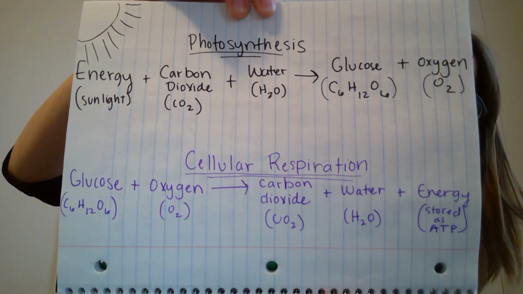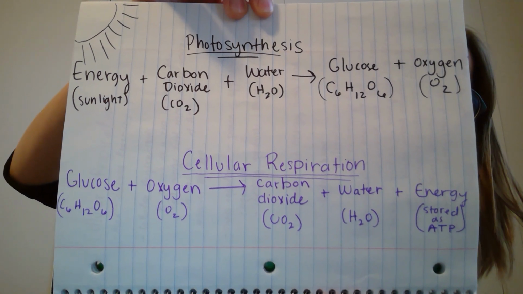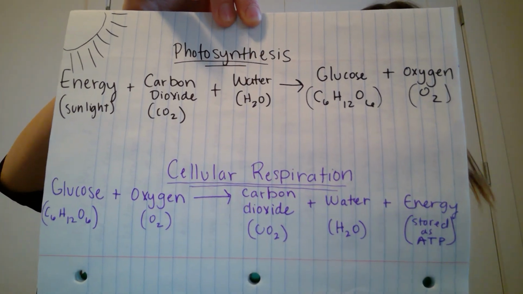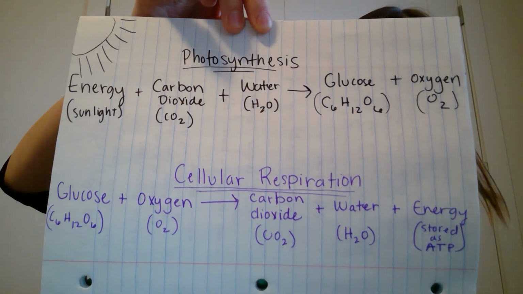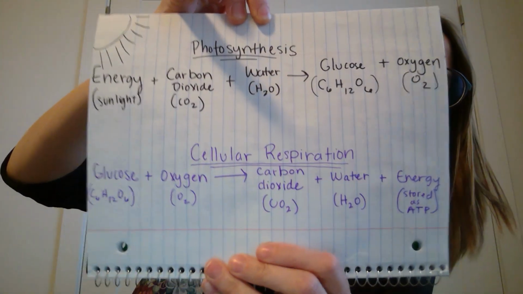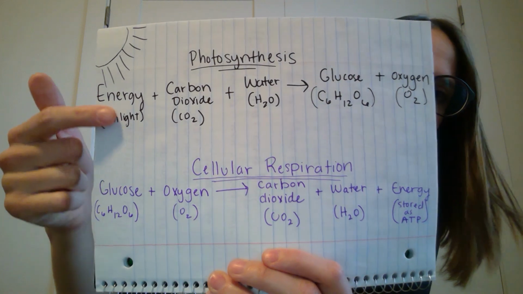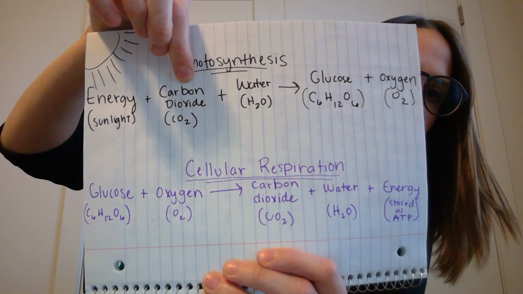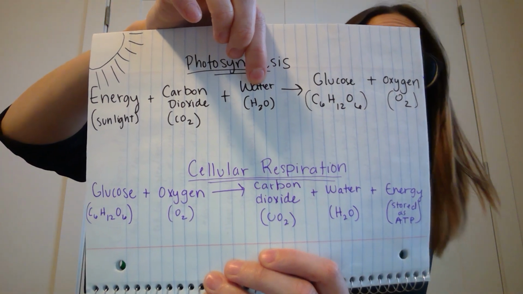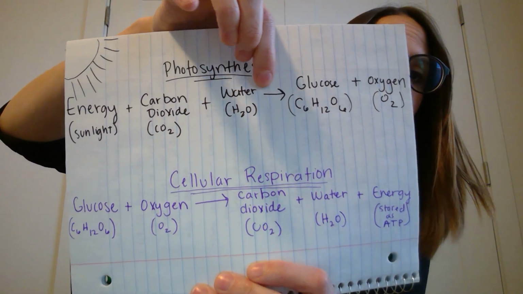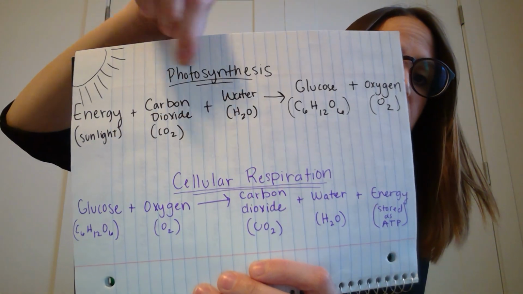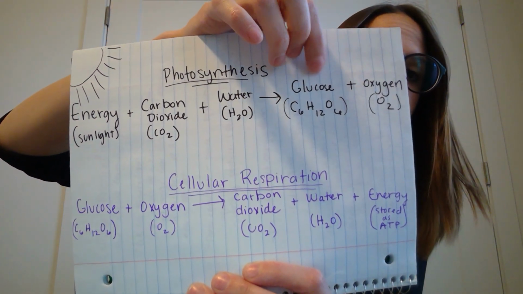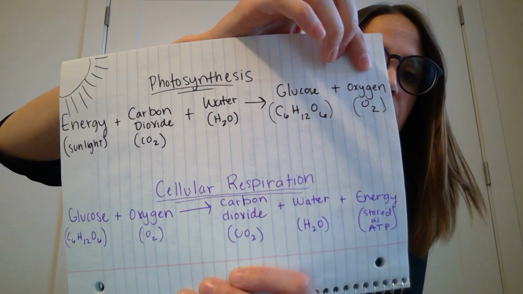Okay, if you haven't realized this already, I want to make sure that when you're looking at this, you recognize that these two equations are exactly opposite of each other. Okay, so we have here photosynthesis. It takes energy from the sun and it uses carbon dioxide from the air and water that it gets from the ground. And then it uses these things to have a chemical reaction, and in the end you get glucose and oxygen that's released.